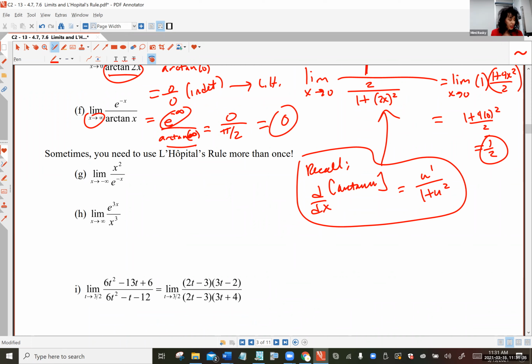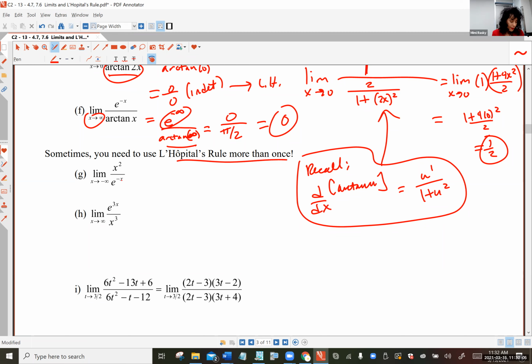Okay, I'm going to finish out this page and then I'll set you free, okay? So what about when you are using L'Hopital's and it ends up being indeterminate again? What do you do? You apply L'Hopital's again. What happens if you get another indeterminate? Do it again and again and again until you're done. So what am I saying? You may need to use L'Hopital's more than once.